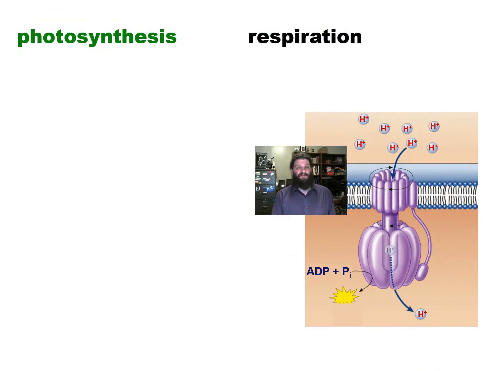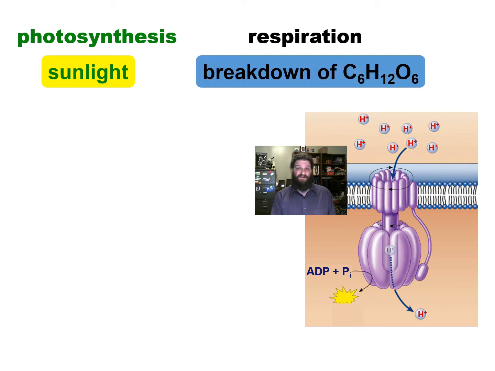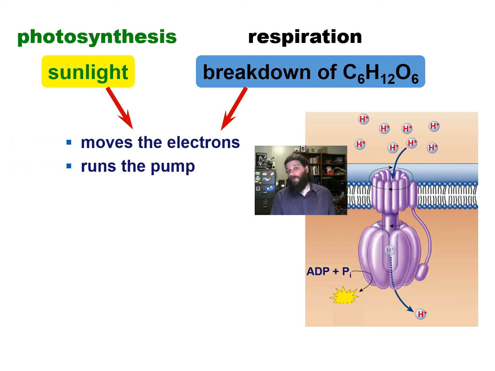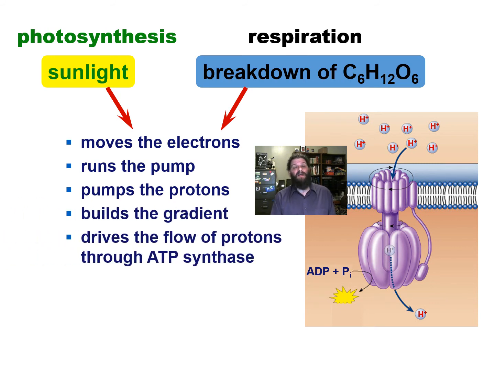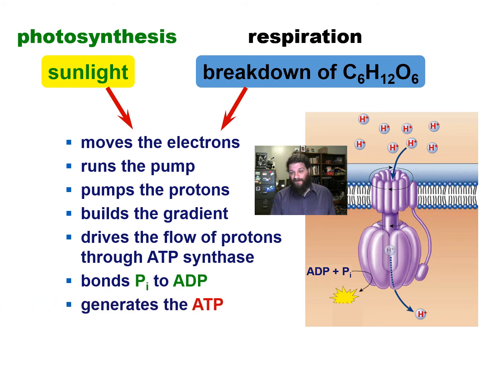To do a quick comparison here of photosynthesis and respiration, the power supply is really the big difference, right? In photosynthesis, it's sunlight, whereas in respiration, it's the breakdown of glucose. But they're both using those power supplies to move electrons, to run some sort of a pump that's going to pump protons, build up a gradient across a membrane, so that as that gradient is relieved back through the membrane, it's going to drive ATP synthesis to stick that inorganic phosphate onto the ADP and make ATP.